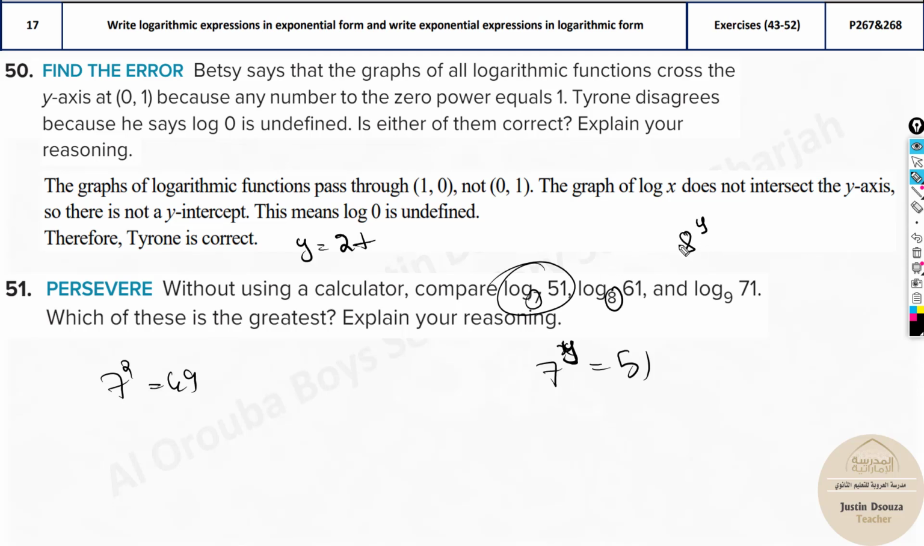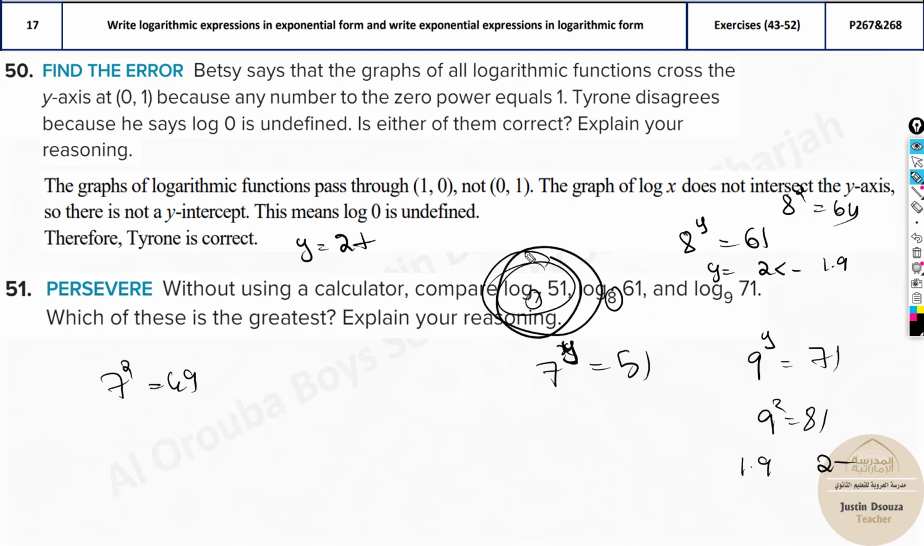How many times do you raise 8 to get 61? We know 8 squared is 64, so 61 is less than 64. So y must be less than 2, so it will be 1.9 or something. And what about the last one? 9 raised to the power of how much is 71? We know 9 squared is 81. So 71 should be 1 point something. It should be 1.9, or anyway, it's less than 2.